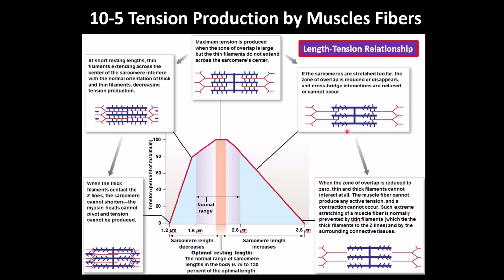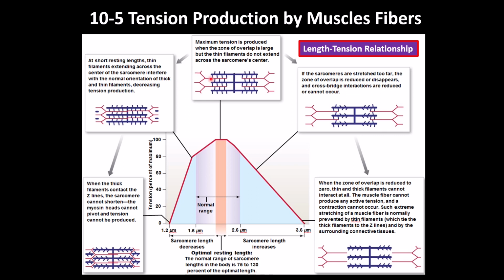So the second factor was the length-tension relationship. If you look at it here, this area produces 100% maximum tension, and this area is called the optimal resting length. So what does it mean? For all the heads of the myosin, you have an area of the actin that the head of the myosin can attach to, and it can move the thin filament toward the midline.